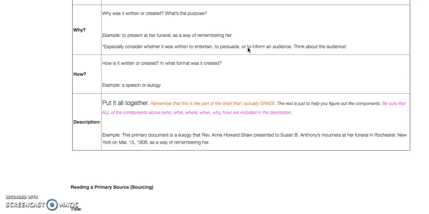Finally, how. This one's very straightforward as long as you're careful to tell me about how it's presented. So in what format is it? In this case, it's a speech, or you could call it a eulogy. Sometimes it's a picture. Sometimes it's a quilt. Sometimes it's a poem, that kind of thing. So essentially you're just telling me what the genre or format is right here.